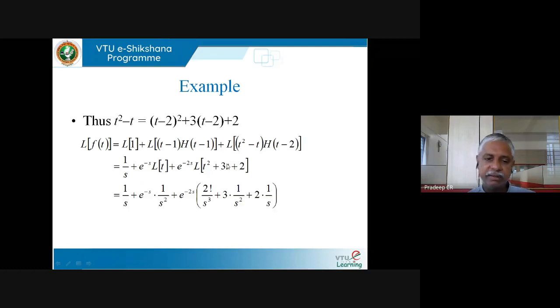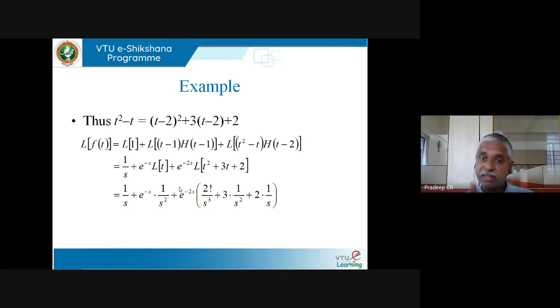This is easy to find. I don't think I should be spending time on it, because these are all directly written for using linearity. I hope I have come to the end of this session. It's 4 o'clock and I'll stop here now. I hope I have given you a reasonable review of Laplace transforms, all kinds of problems I have shown.